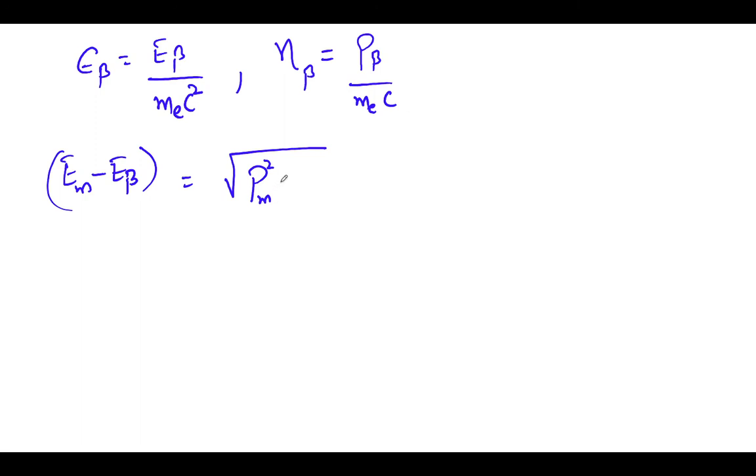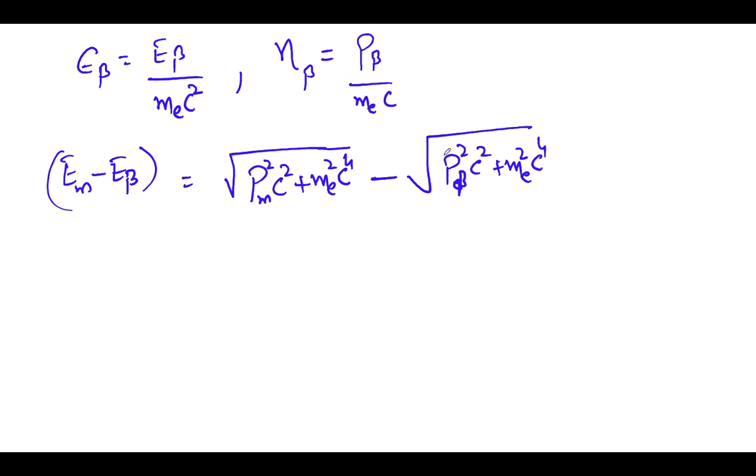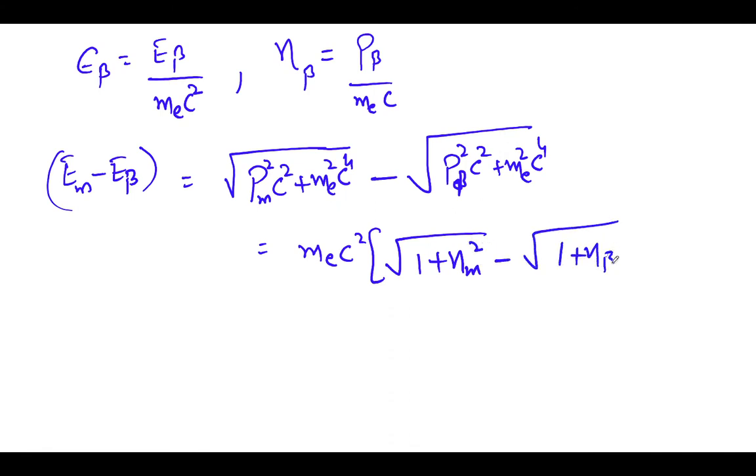maximum energy, the square root of Pm squared c squared plus me squared c to the power 4, minus the square root of Pb squared c squared plus me squared c to the power 4. So this becomes me c squared times the square root of 1 plus eta m squared minus the square root of 1 plus eta b squared. So if we put the value of pb over me c, this is what we get. So this is our equation number B.